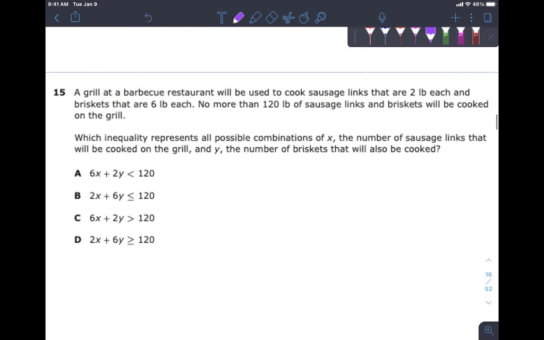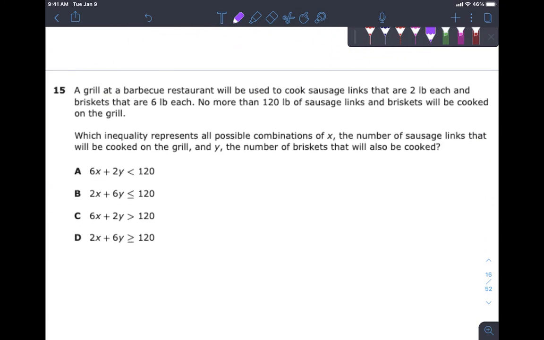All right, let's continue on. So, a grill at a barbecue restaurant will be used to cook sausage links that are 2 pounds each and briskets that are 6 pounds each. No more than 120 pounds of sausage links and briskets will be cooked on the grill. Which equation represents all possible combinations of X, the number of sausage links that will be cooked on the grill, and Y, the number of briskets that will also be cooked?